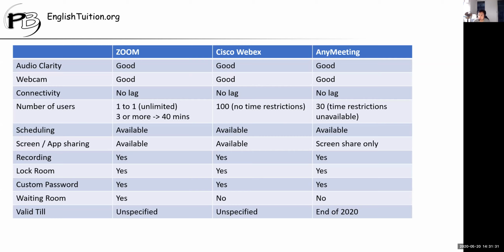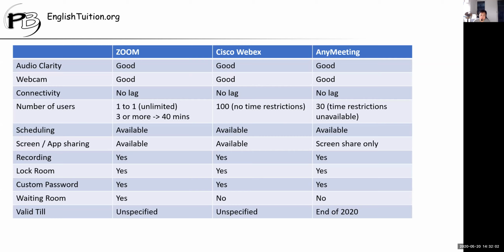Scheduling, a very basic feature, which is very important. All three are easy to schedule, available in all three software, so there's no issue there. Now, screen sharing and app sharing. Screen sharing is when you're sharing the entirety of the contents within your desktop or your laptop, right? So even if you are switching applications, if you are searching for files, everything can be seen from the participant's point of view if you are screen sharing.